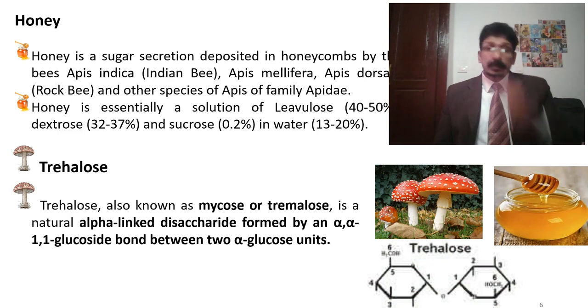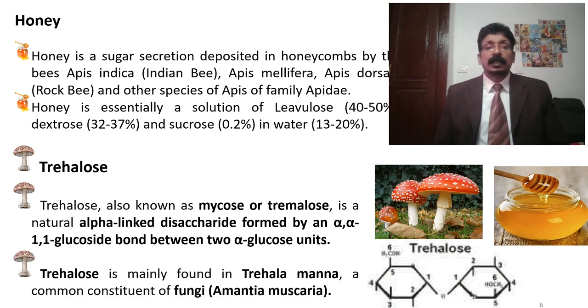Glucose-containing disaccharides and polysaccharides are there, which you might have studied in your chemistry of natural products. This is naturally available trehalose, which can be obtained from a fungus, mainly found in Trehala manna, a common constituent of fungi, Amanita muscaria.